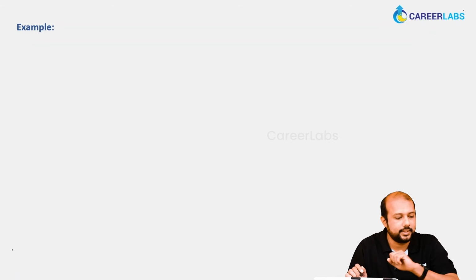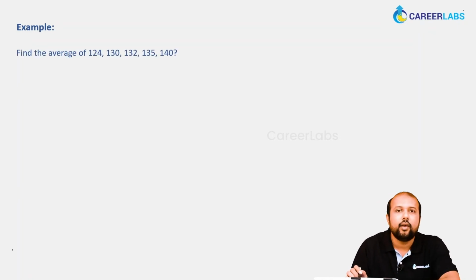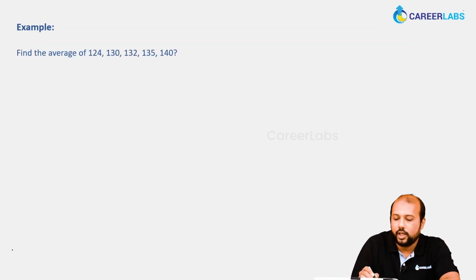Let's take a look at this example. Find the average of 124, 130, 132, 135 and 140. So these are 3-digit numbers and there are 5 values. It could be any number of terms, the same logic will use 5 steps. Step 1, assume an average. Right now 124, 130, 132, 135, 140, it looks like it should be around 130.